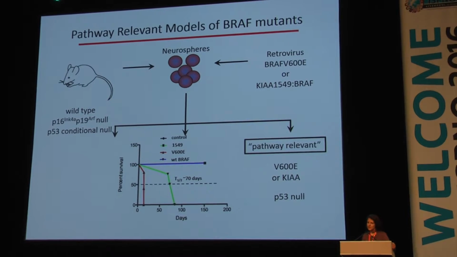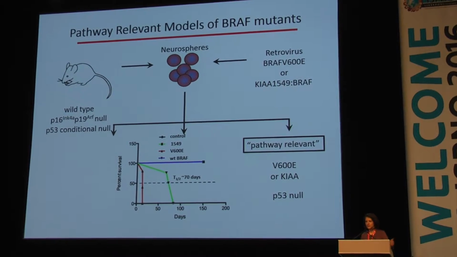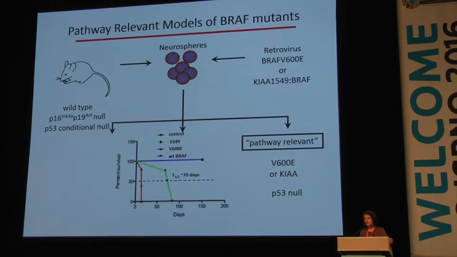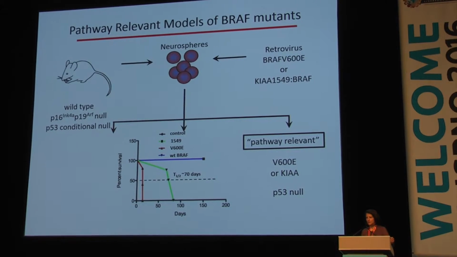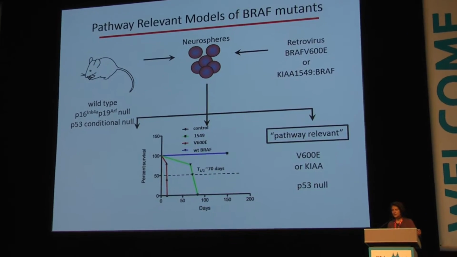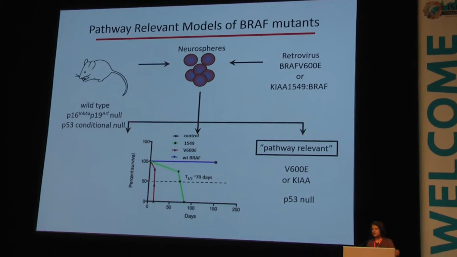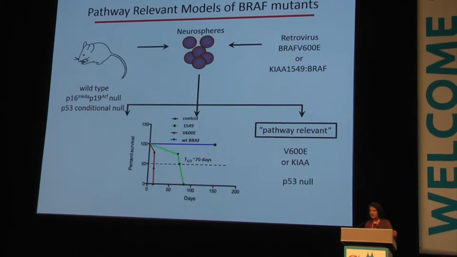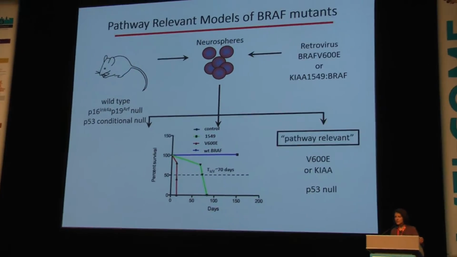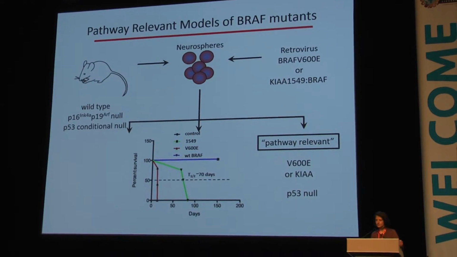So to begin to understand these differences, and ideally to develop a drug that would target those mutations harboring the fusion, we developed pathway-relevant models of BRAF mutants. To do this, we used retroviral transduction of the V600E mutation and the fusion into neural progenitor cells. And we did this on the p53 null background in order to decrease tumor latency.